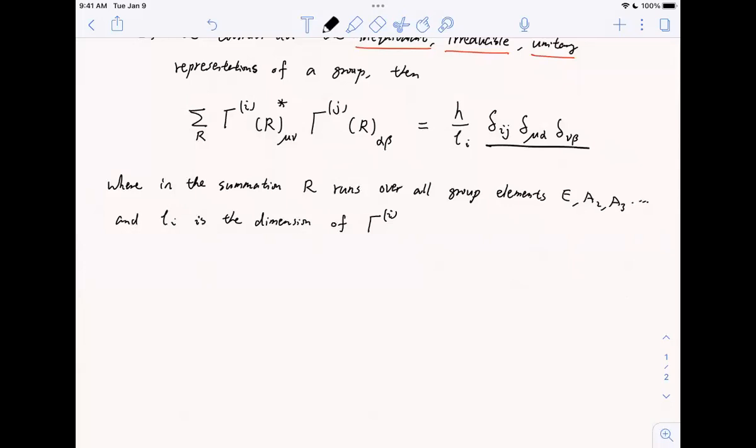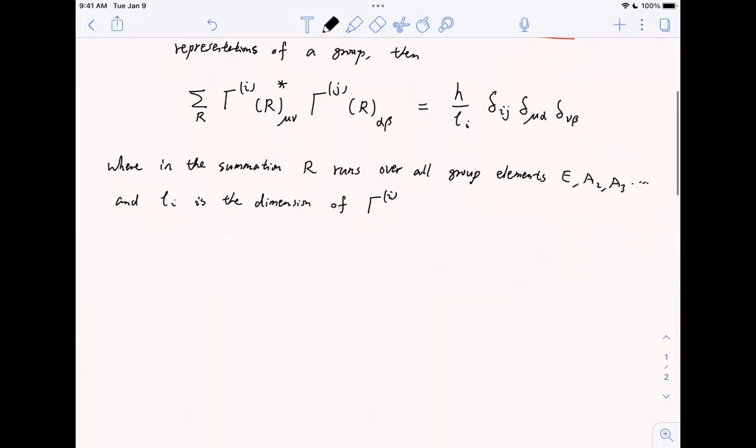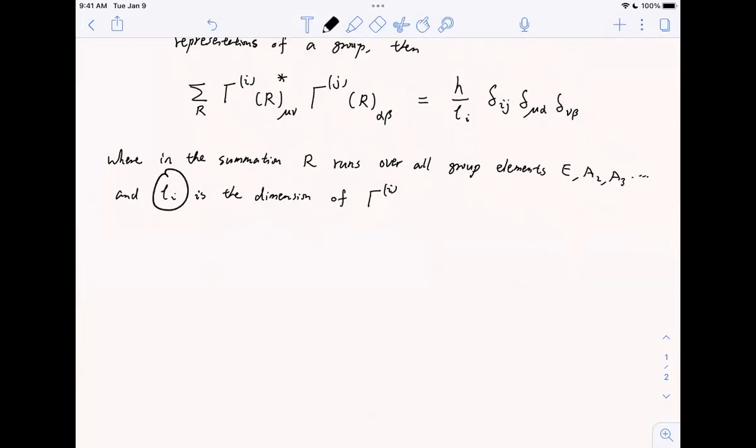So you see three delta functions here. The delta function ij means if they're not in the same representation, you get 0. Mu alpha means if they're not in the same row, you get 0. Nu and beta means if they're not in the same column, then they're 0. So basically, if they are not the same element, then you'll get 0. Here l_i is the dimension of the representation, and H is the total number of group elements.